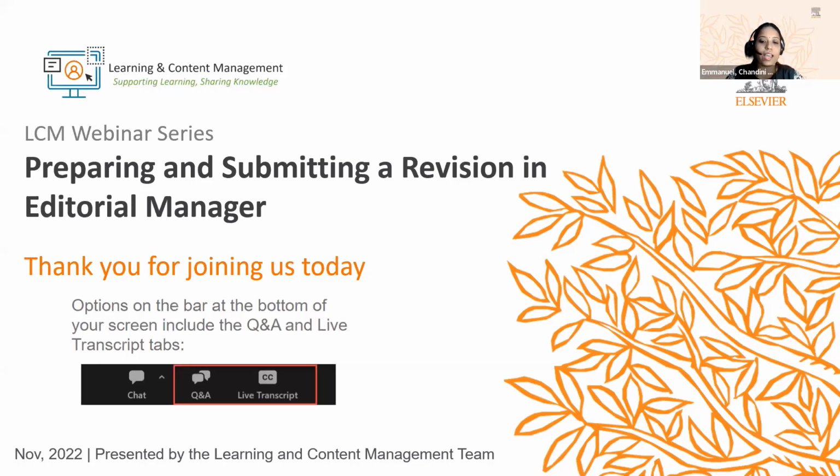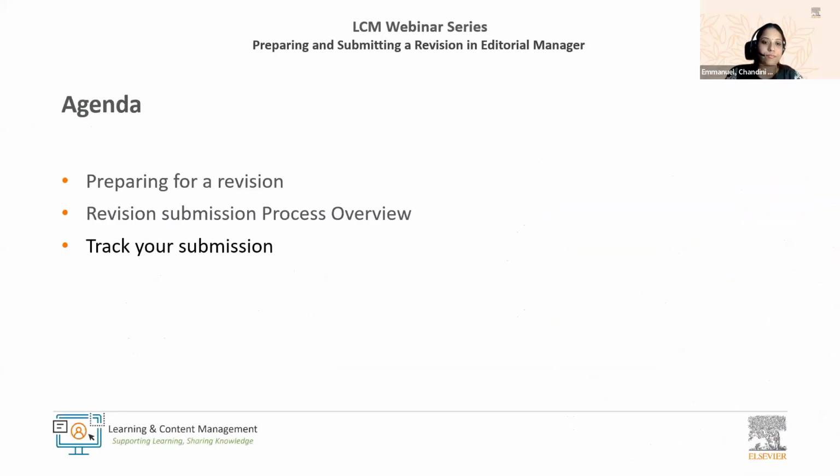So now let's take a look at our agenda for today. Our session today aims to give you all the information you need to successfully submit your revision and also to monitor its progress in Editorial Manager. We will start our session by giving you an overview of the revision process in Editorial Manager. Please note that the steps may vary depending on the journal configuration and the type of article being submitted. We will then provide you a brief explanation of the various editorial statuses your submission may progress through in Editorial Manager. Finally, we will give you some information on the submission tracker.